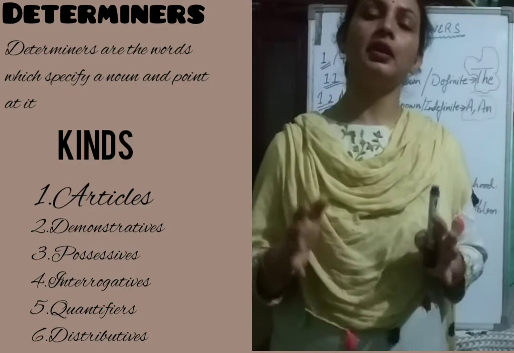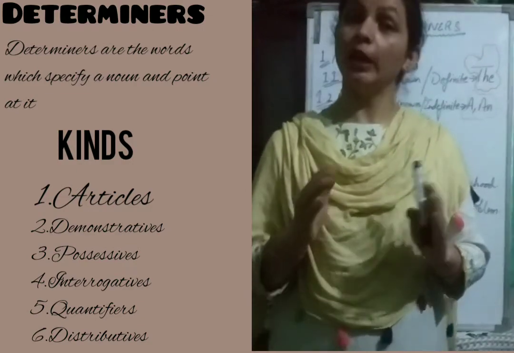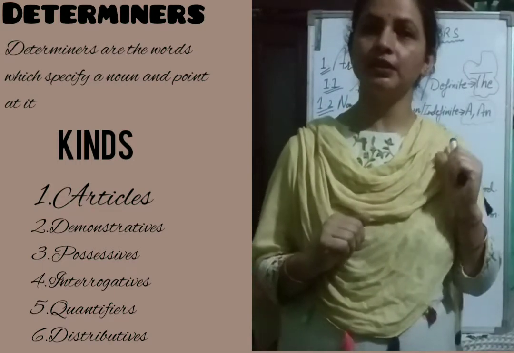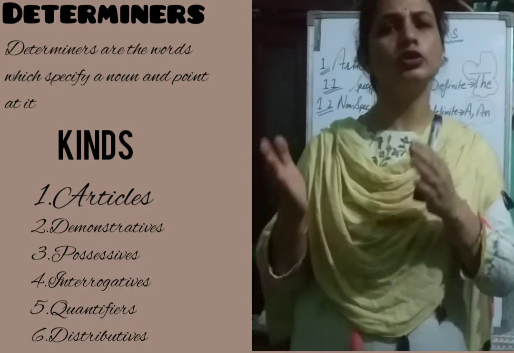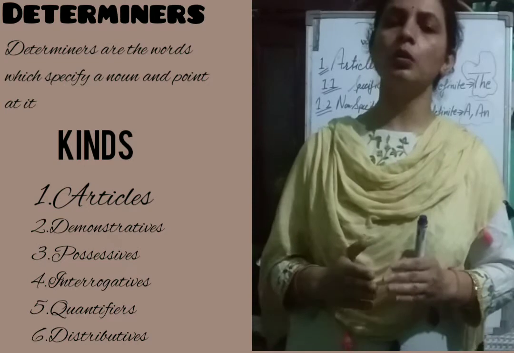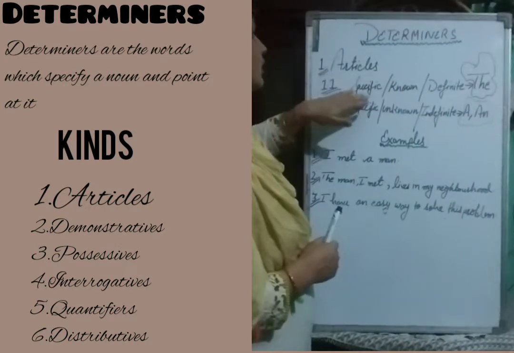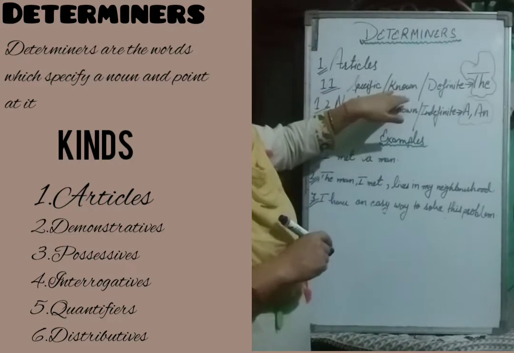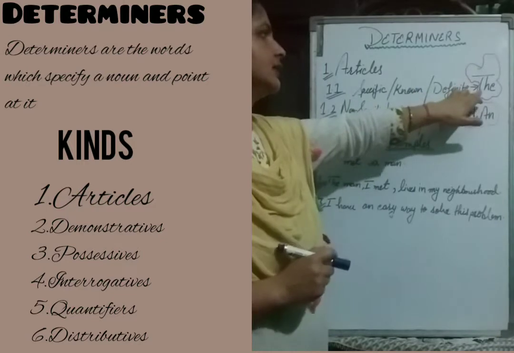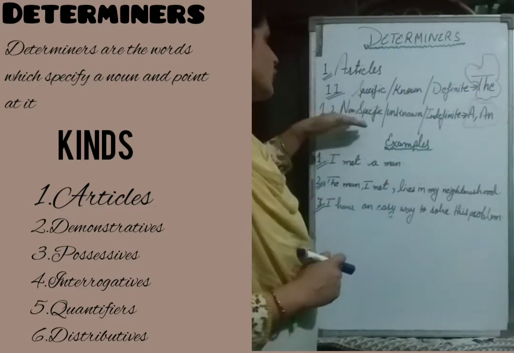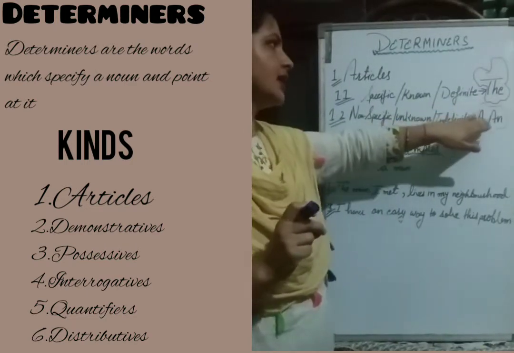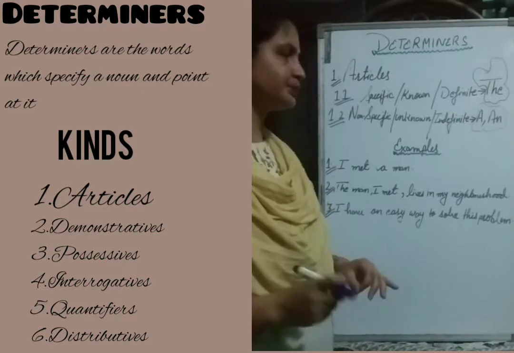Now children, there are 6 kinds of determiners according to the flow chart. And the kind of determiner I have taken is articles. Children, there are 2 types of articles: definite and indefinite. We also call these articles by other names, like specific or known. Which one is the specific, known or definite article? That is the. The second kind is non-specific, unknown or indefinite. Which are these articles? That is a and an.